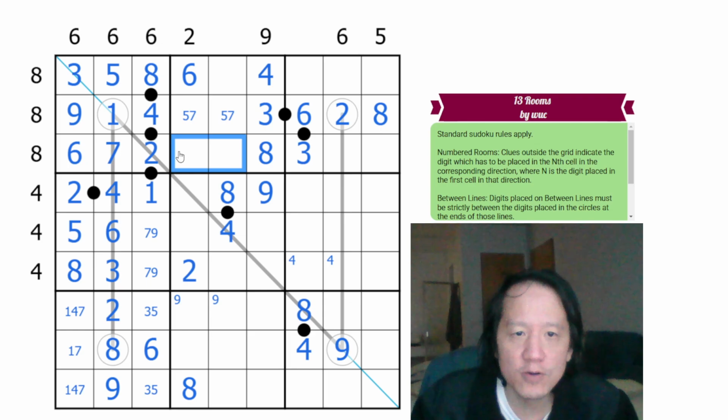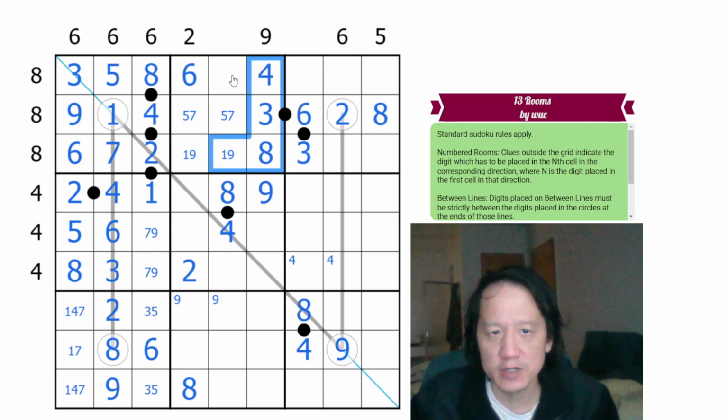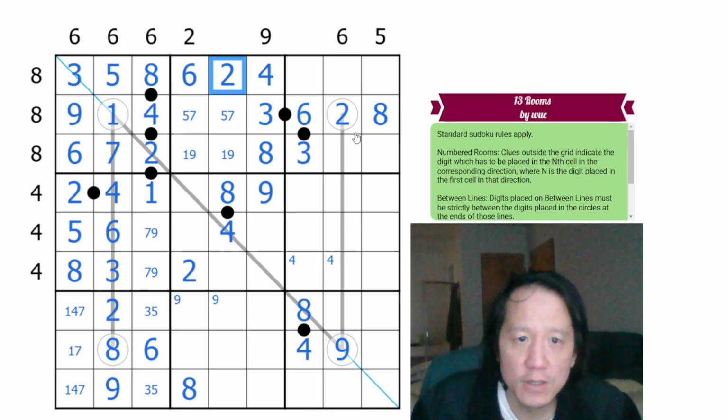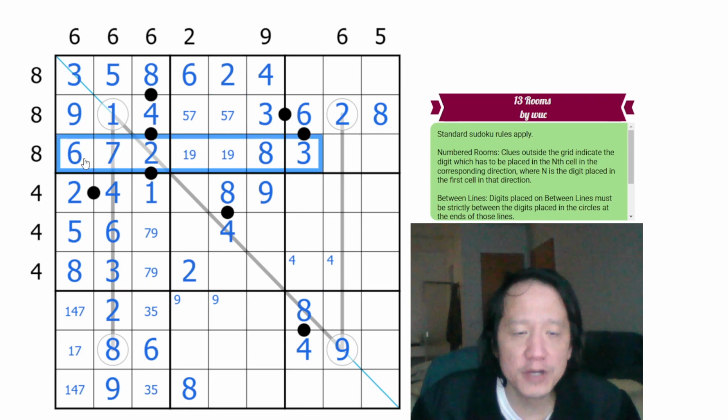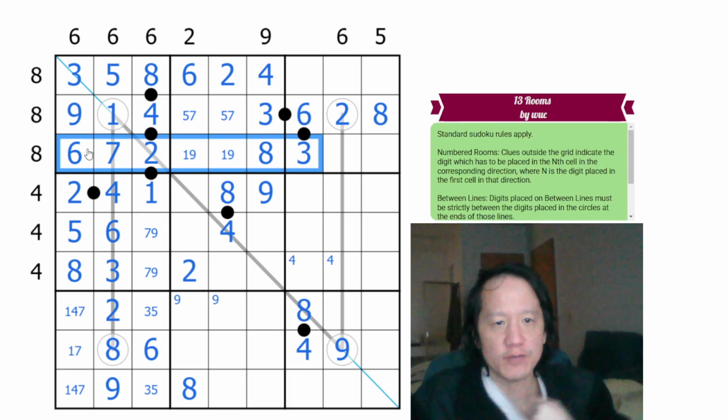Now we have a 1, 2, and a 9 in the rest of box 2. So this could be 1 and 9. This could be 1 or 9, but it can't be 2. Where's a 2 in box 2? It has to be here. So this is 2. And we have a 1, 9, 1, 9 pair now in row 3. That eliminates 1 and 9 from the rest of the row.